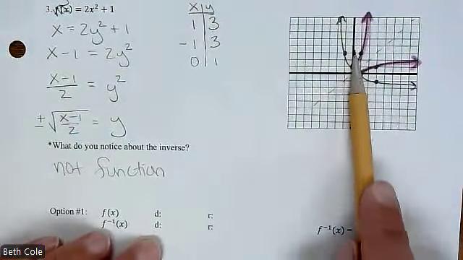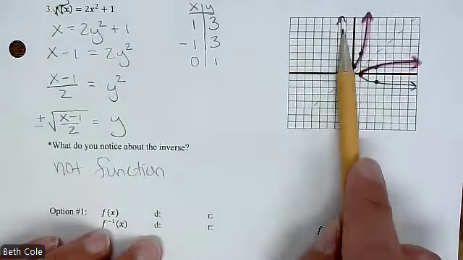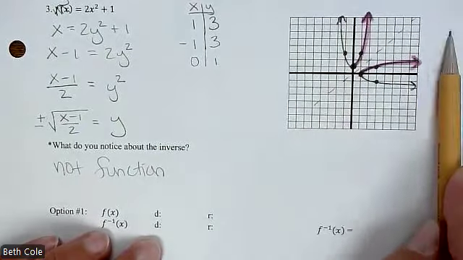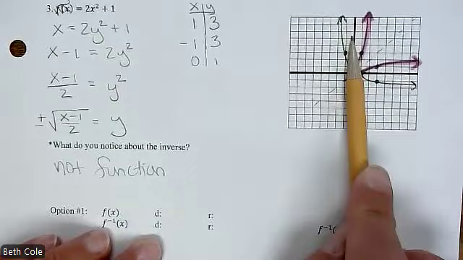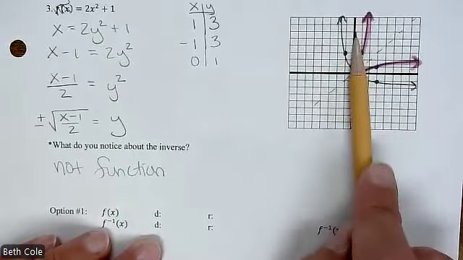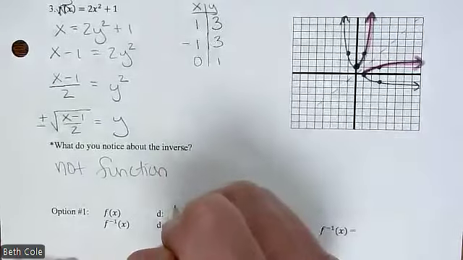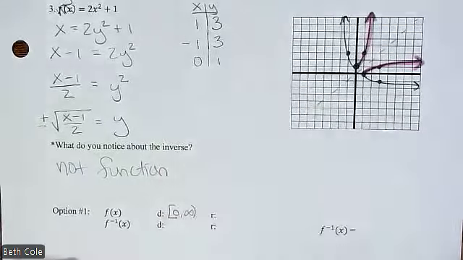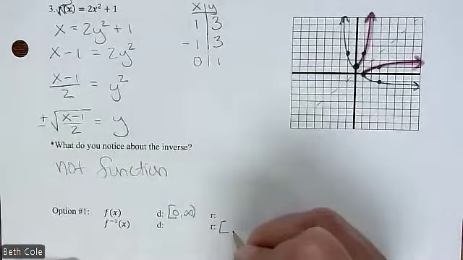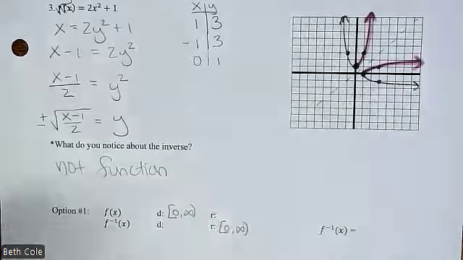What is your domain for the original graph? Because it's not going to be all reals now. It's from where to where? 0 to infinity. Good. So your domain is 0 to infinity. So that's going to be the range for your inverse. Again, you're just swapping them.